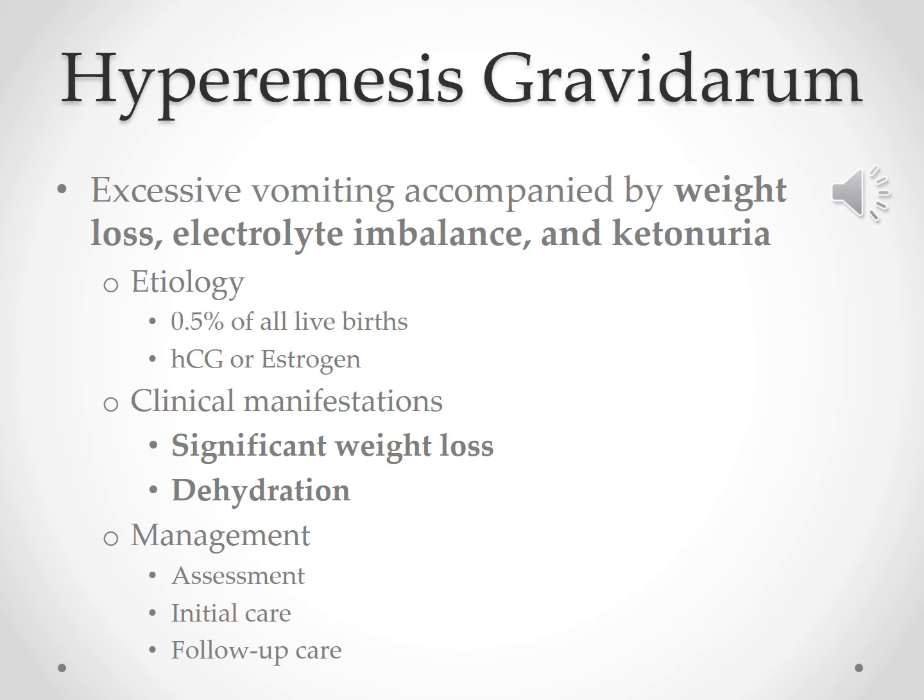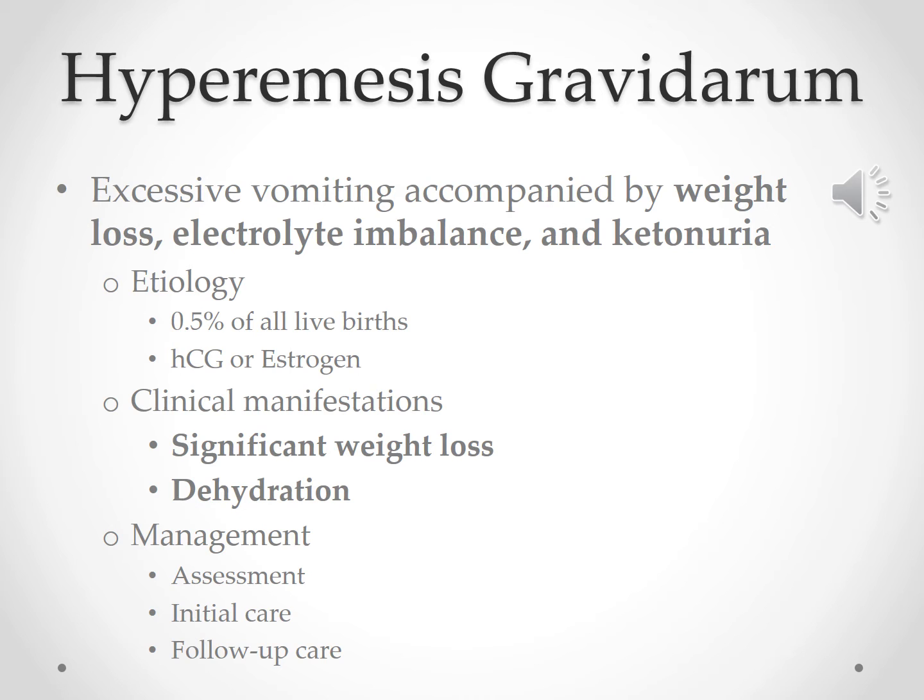All right, so Hyperemesis Gravidarum, or HEG, can be seen as early as 4 weeks, and generally is going to be over by 20 weeks, but there are some women who may experience symptoms throughout the pregnancy. While nausea and vomiting can be a normal occurrence in pregnancy, especially in the first trimester, if she's got accompanying weight loss, electrolyte imbalances, and ketonuria, then it's HEG.